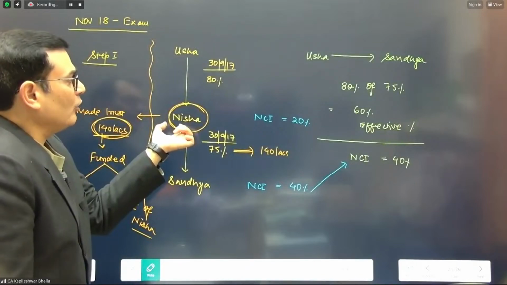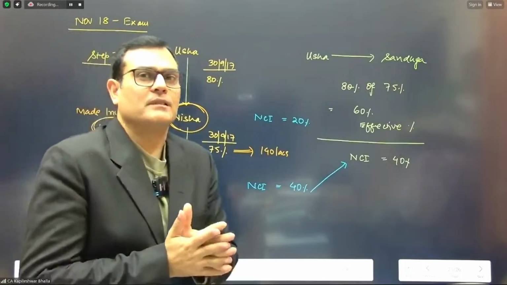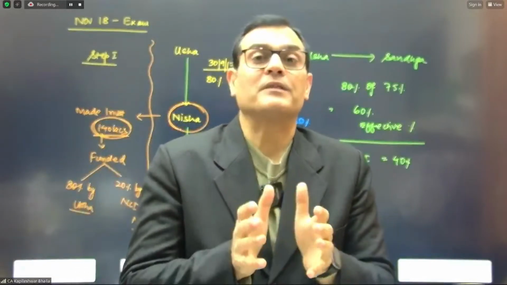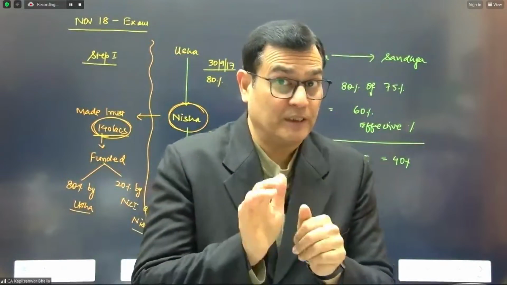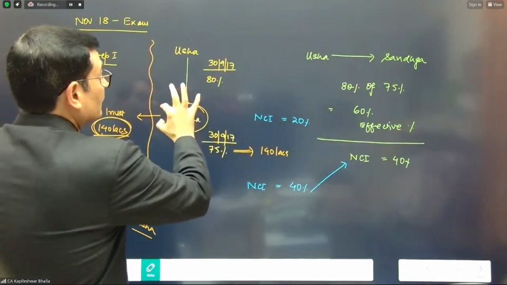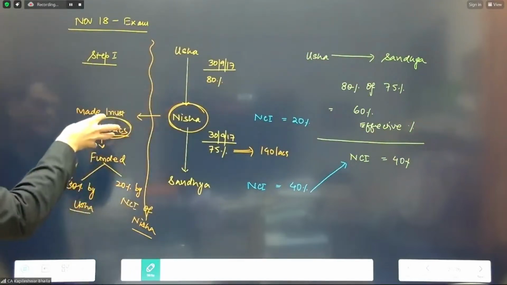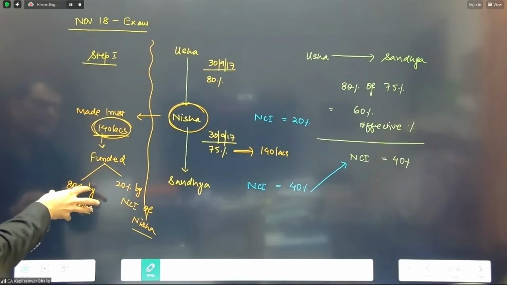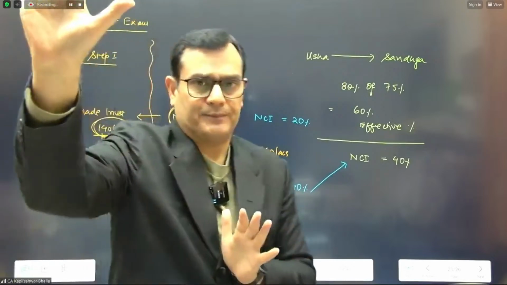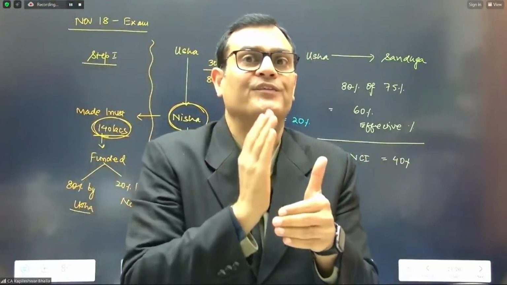80% of the capital of Nisha is given by Usha. 20% is given by, let's say, XYZ. Let's consider 20% is given by XYZ. So now let's put it like this. 20% of the shares of this company is with another company called XYZ. So can I say out of this 140 lakh, 80% is financed by Usha, 20% by XYZ? Is that correct? Let's give the name NCI to company XYZ.